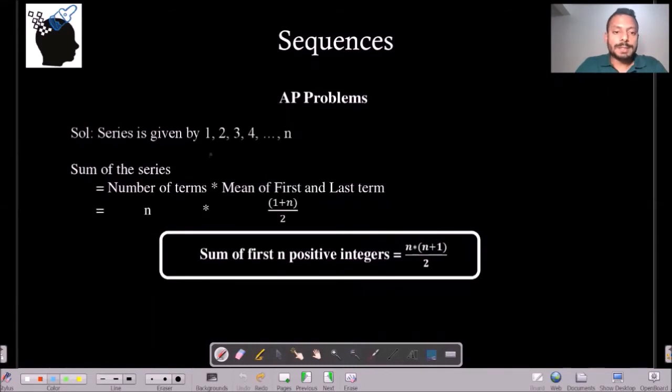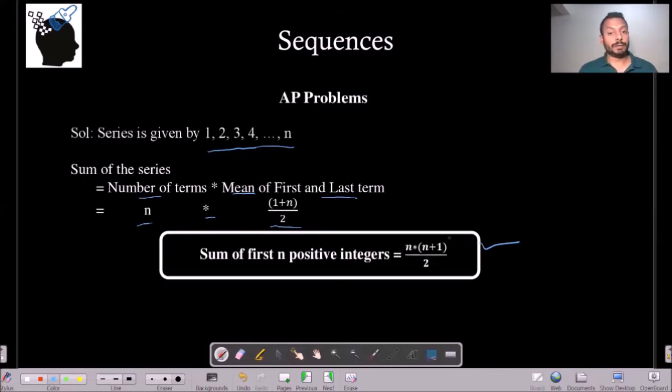Now the series given to us is 1, 2, 3, 4 all the way up to n, and we need to find the sum of this series. Now we know the sum of the series can be found by number of terms multiplied by mean of first term and last term. We know the number of terms is n multiplied by mean of first term and last term, which is nothing but the mean of 1 plus n. So the sum of first n positive integers is nothing but n into n plus 1 by 2.